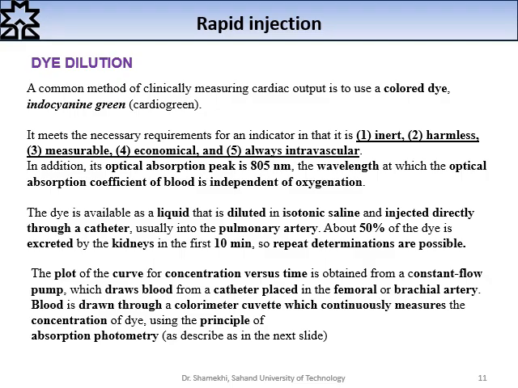Another type of rapid injection indicator dilution method is dye dilution. This method is a common method of clinically measuring cardiac output based on some colored dye. For example, indocyanine green or cardiac green is a common material used in this dye dilution rapid injection method.